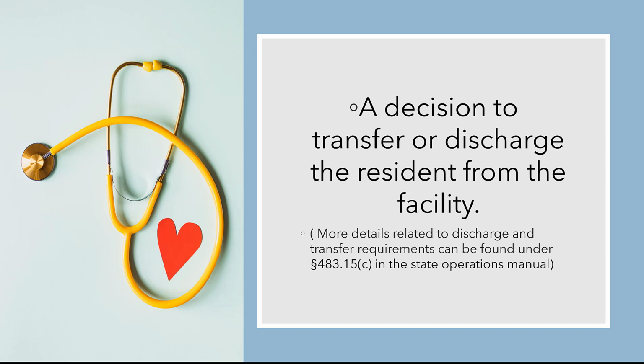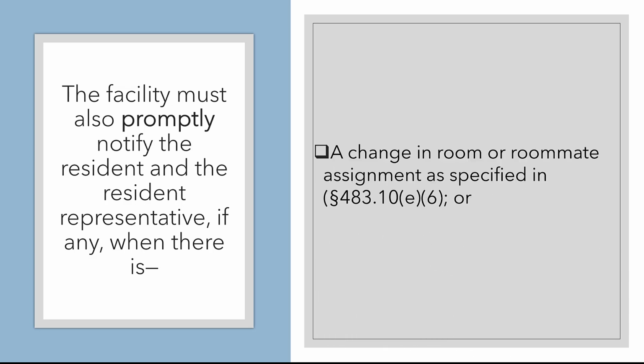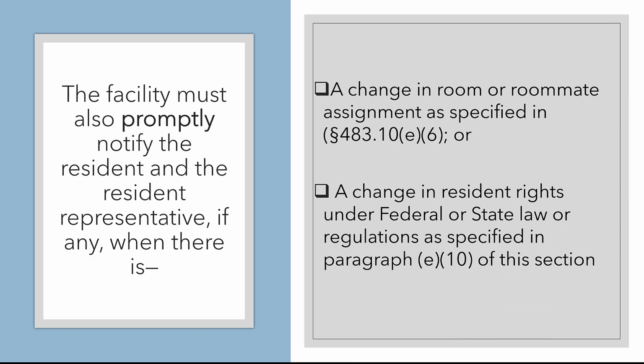Now, to get full details about the transfer and discharge regulatory focus, you want to go to 483.15 subsection C in the State Operations Manual. The facility must also promptly notify the resident and the representative, if any, when there is a change in the room or roommate assignment, or a change in residence rights under federal or state law.